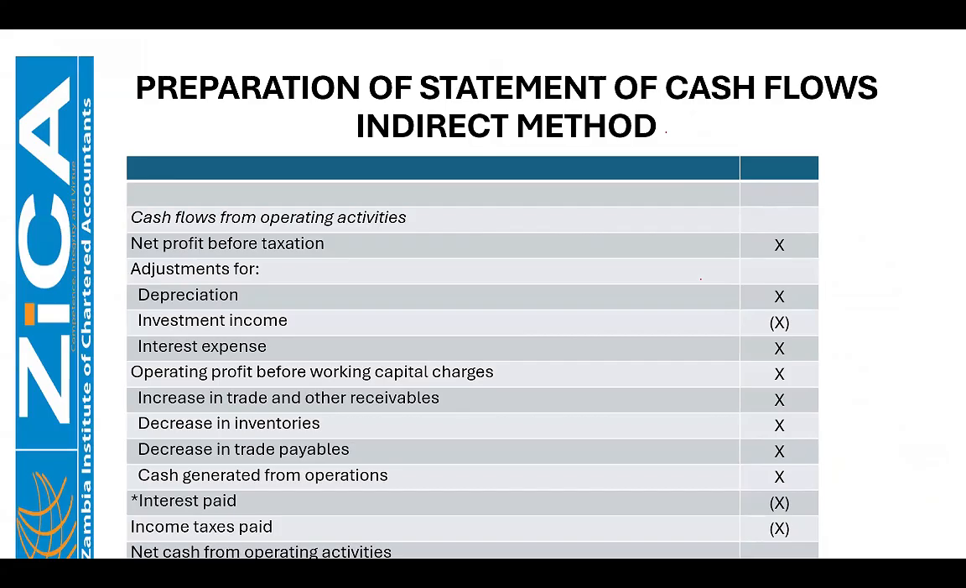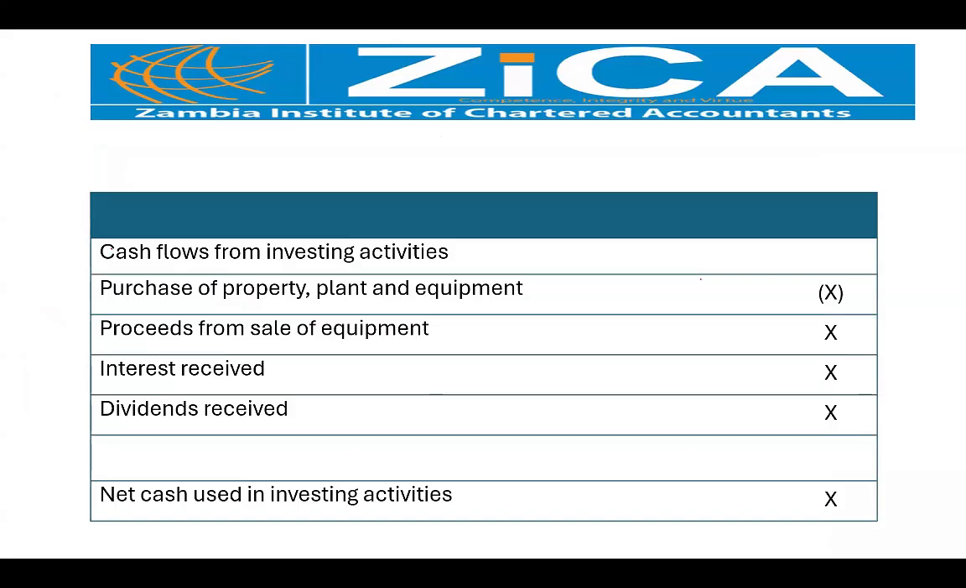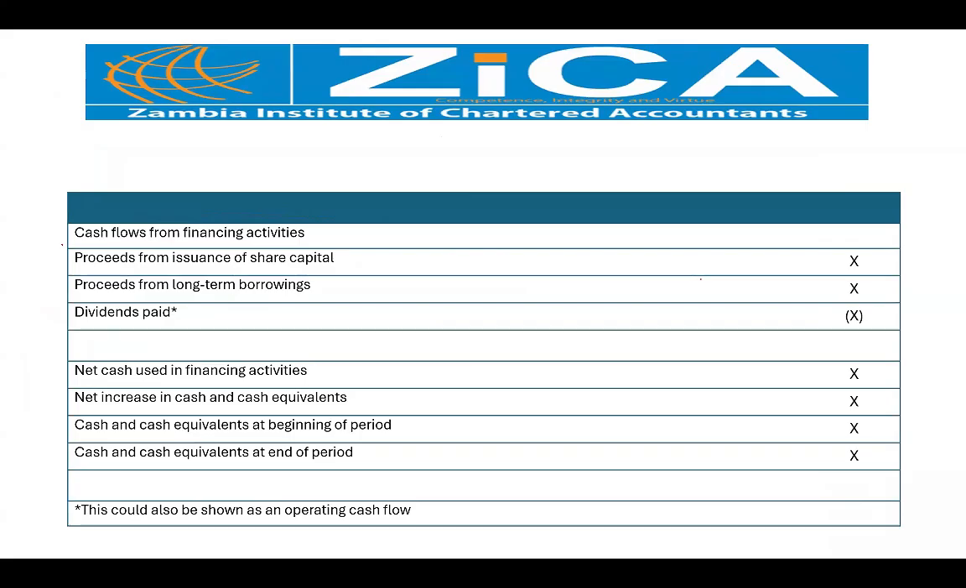Okay, so the next item I'm talking about is a statement of cash flows using the indirect method. This one has been a major problem over the years. So to start with, we are looking at a format of a statement of cash flows. It has got three headings. Heading number one, cash flows from operating activities. Heading number two, cash flows from investing activities. Then heading number three, cash flows from financing activities. I can even start with the bottom one.